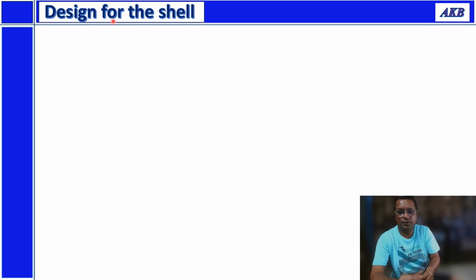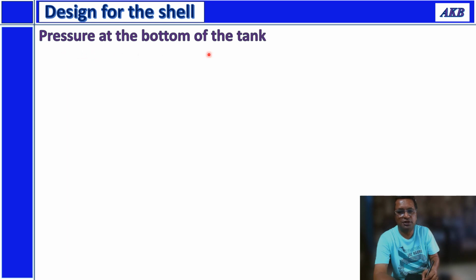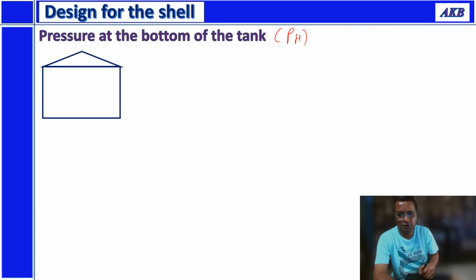Okay, so let us start with design for the shell. First we will be calculating pressure at the bottom of the tank, that is, we are calculating pH, hydrostatic pressure. Let me show you a simple schematic for the tank. You have the tank with conical roof. Height of the tank is 12 meter. Diameter of the tank is 20 meter.